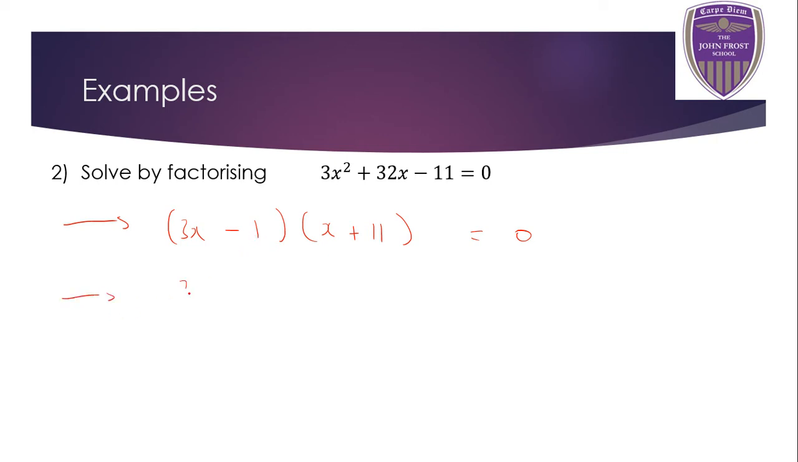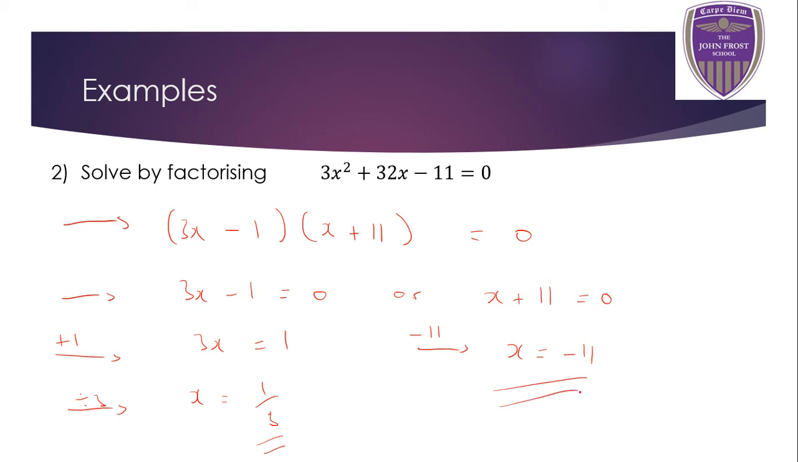So either now the first bracket equals 0, or the second bracket equals 0. And then this time you'd add the 1 on, and then divide by 3. So x equals 1/3, or 0.3 recurring. Leave it as 1/3 though. And this one, take away the 11, you will get x equals negative 11. So there's two solutions here, okay? We're done with that one.